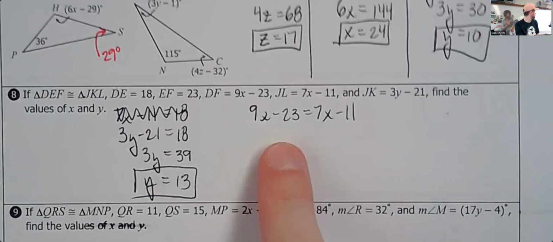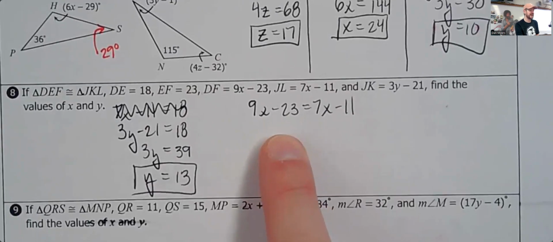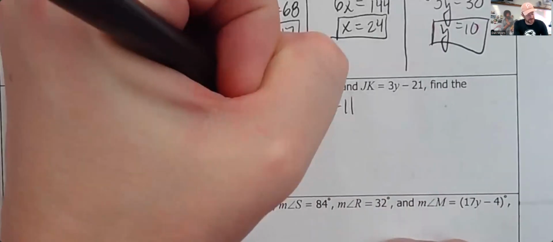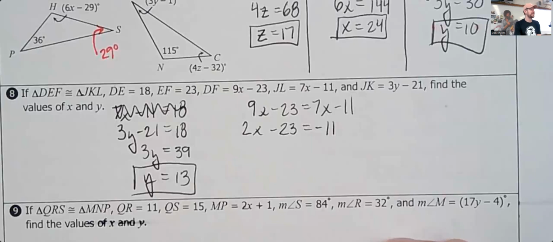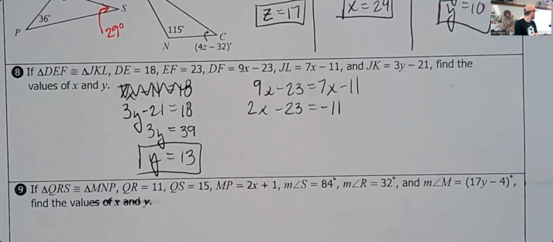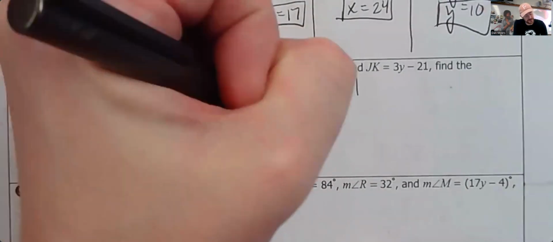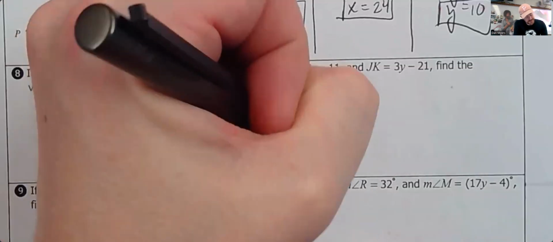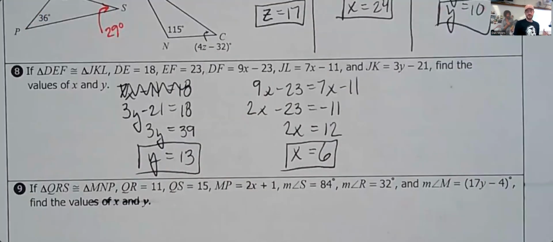All right, for this next one, we have to move everything with a variable to one side. I'd suggest moving it to the left. So subtract 7x from both sides. And that would be 2x minus 23 equals negative 11. Make sure that minus stays with the 11. If you add 23 to both sides, what's negative 11 plus 23? 12. All right, so 2x equals 12. So what does x equal? 6. Divide by 2, x equals 6. All right.